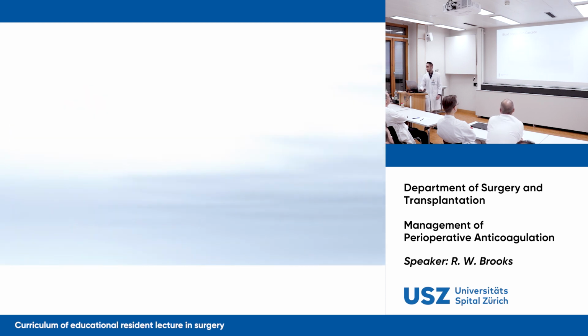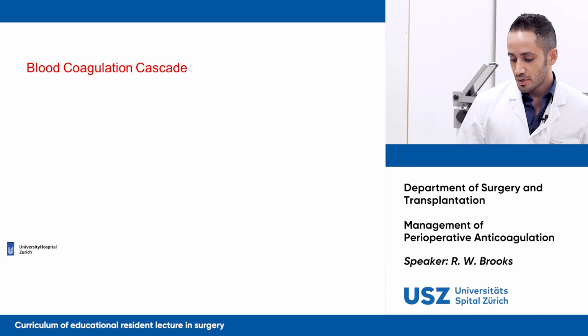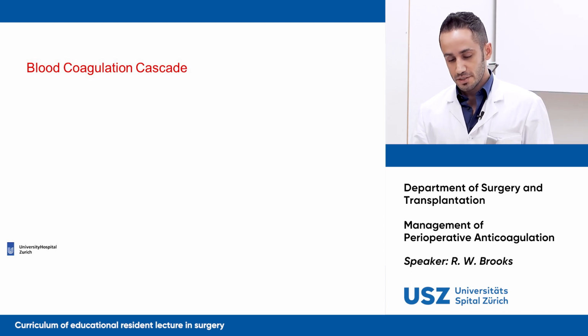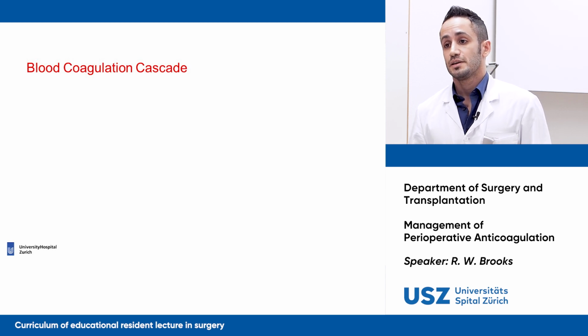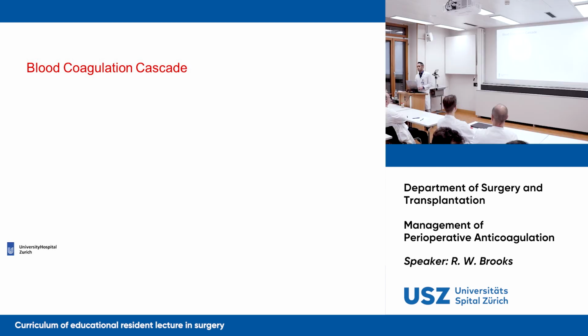Which basically leads me to the question for the residents. Do you know any possible targets for anticoagulation in the blood coagulation cascade? Well, first you can antagonize the synthesis of the coagulation factors, like with vitamin K antagonists, for example, or direct antagonists of the factors, like we saw before, of factor 10 or 2, thrombin.